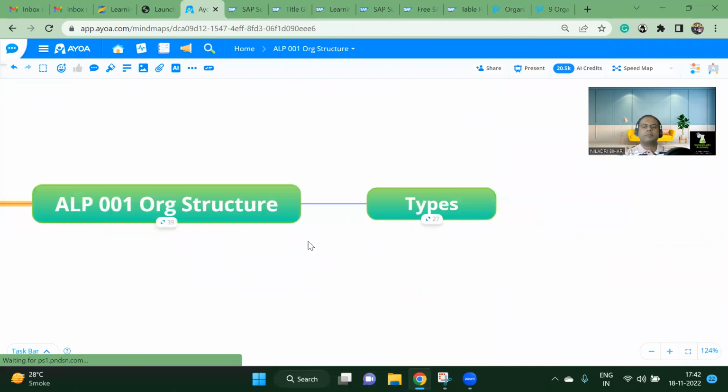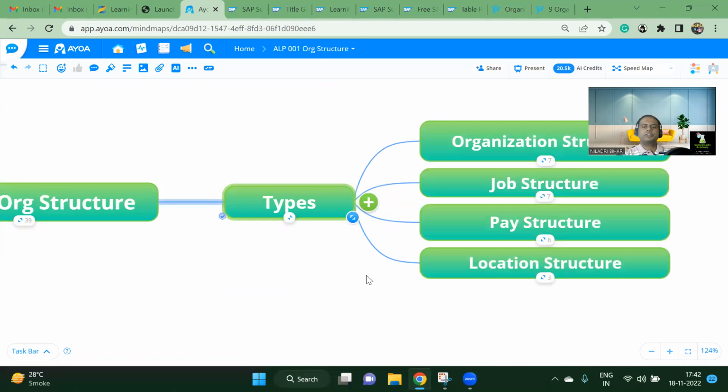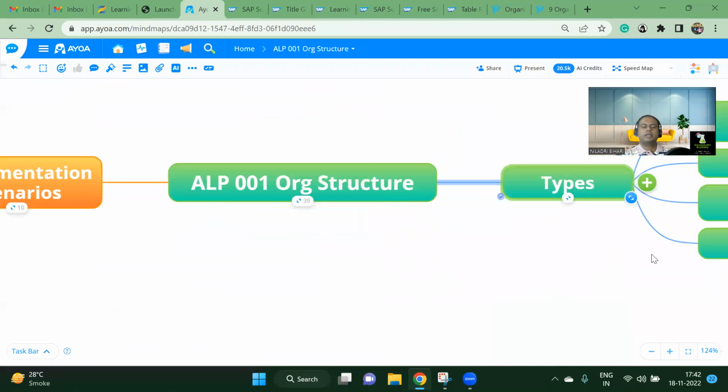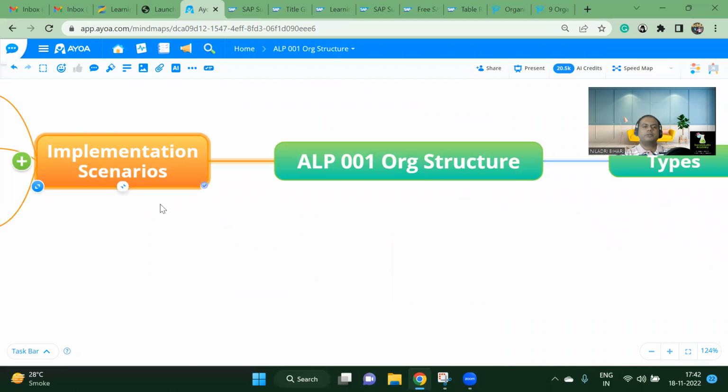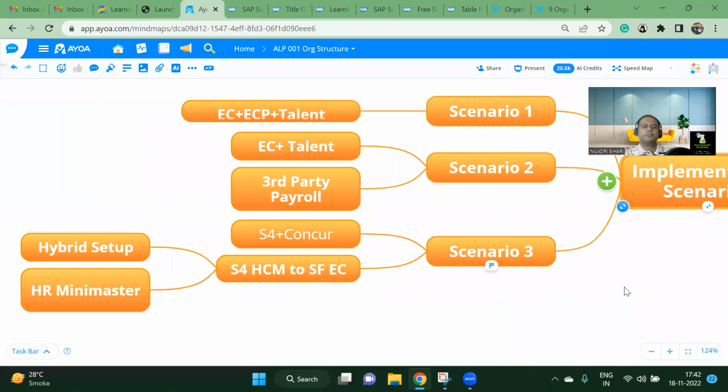Just to summarize, we talked about 4 different structures of org structure. Then we talked about different scenarios, the 3 major scenarios. ECP talent model already implemented in the first scenario. Second scenario can be only the payroll is a third party. Fourth scenario is a very big organization. You are having almost all the major products of SAP like BTP, S4HANA, Kafka. So in that case, what will be your approach, right? So all these 3 things we have covered.